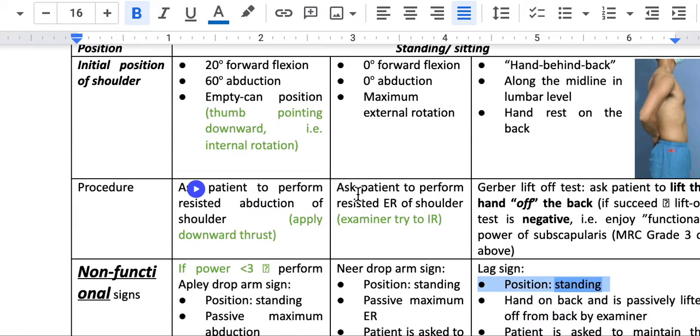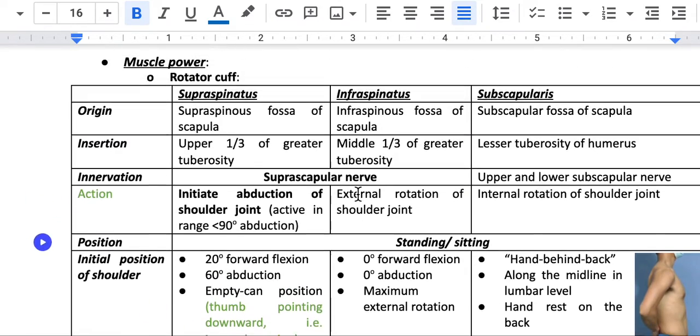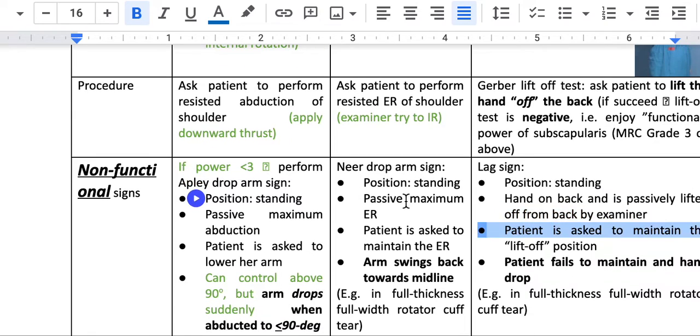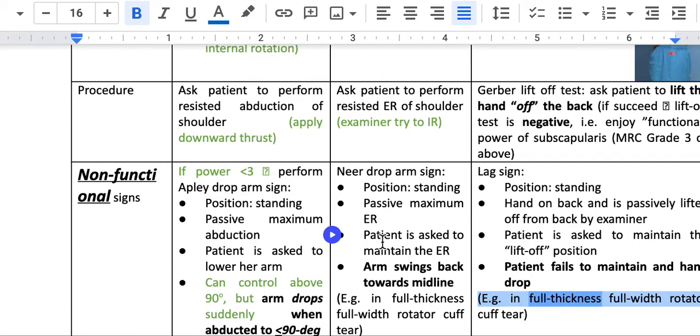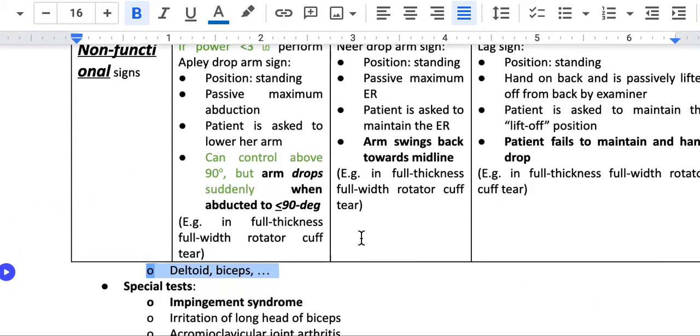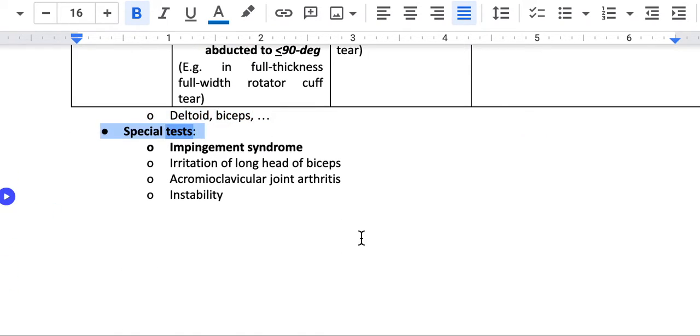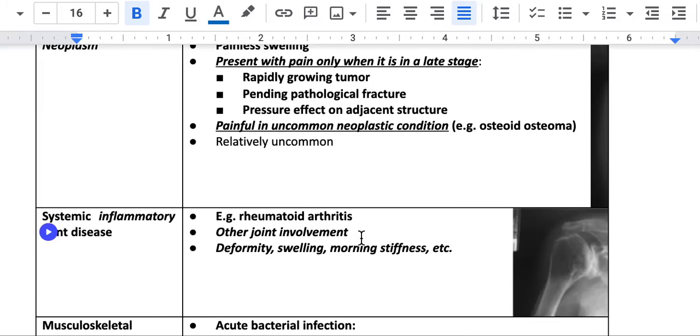Lag sign. Position: standing, hand on back and passively lifted off the back by the examiner. The patient is asked to maintain the lift off position. The patient fails to maintain it and the hand drops, e.g. in full thickness full width rotator cuff tear. Deltoid, biceps. Special tests: impingement syndrome, irritation of long head of biceps, acromioclavicular joint arthritis, instability.